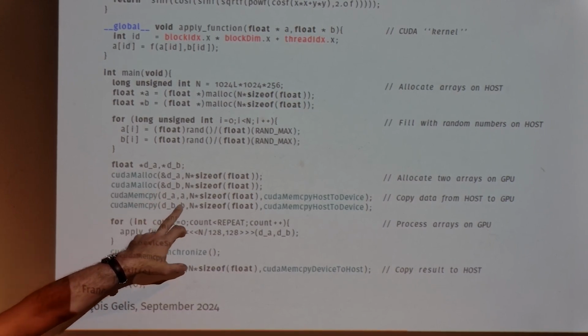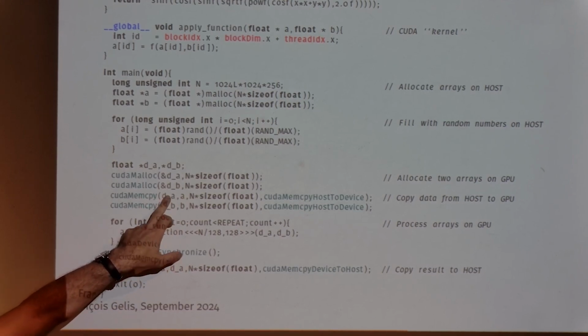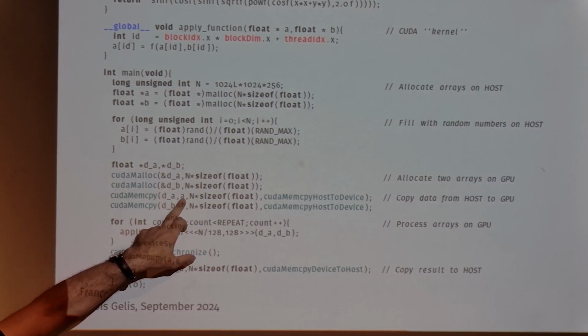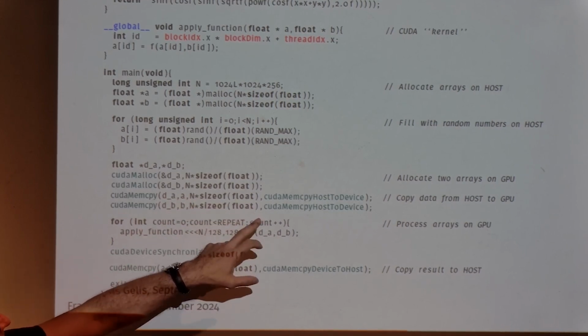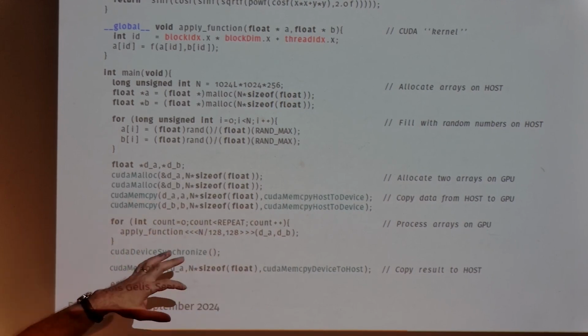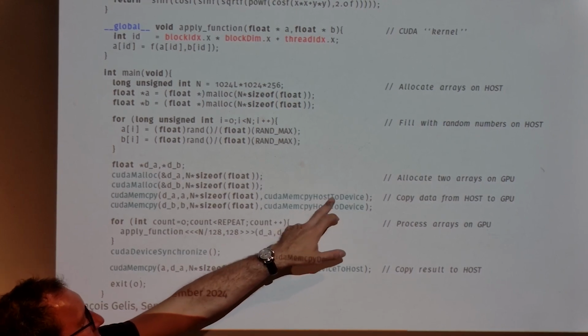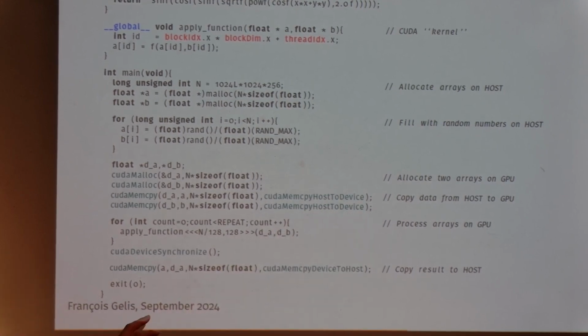So here it says copy, it's the same syntax as memcopy in C. So the destination is the first, the source is the second, the size you want to copy. And then there is a last flag which is not present in the normal memcopy function, which tells whether you want to copy from the host to the device, to the GPU, or from the GPU to the host, or from the GPU to another GPU. All possibilities exist. So this one is host to device. The name is pretty explicit.